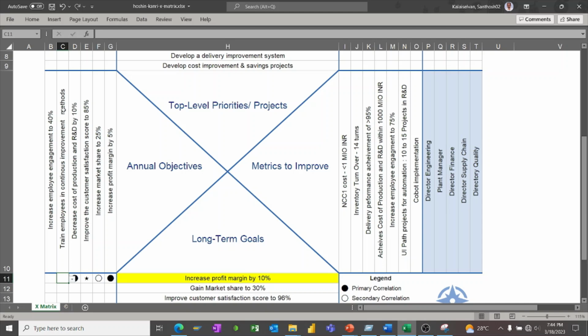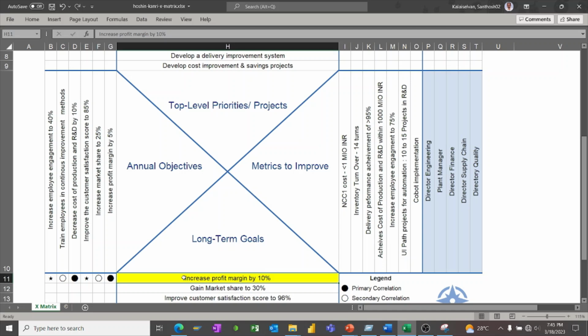This also will help in increasing the profit margin, because continuous improvement methods are nothing but lean and other tool managements. By lean management, you can improve the processes within R&D and production, so that this can also increase the profit margin by the 10% long term goal. So even though it is not a primary correlation, we can put it as a secondary correlation. Okay, so increase the employee engagement to 40%. This is an other legend. Okay, I hope you can put all these legends for increase profit margin by 10%.